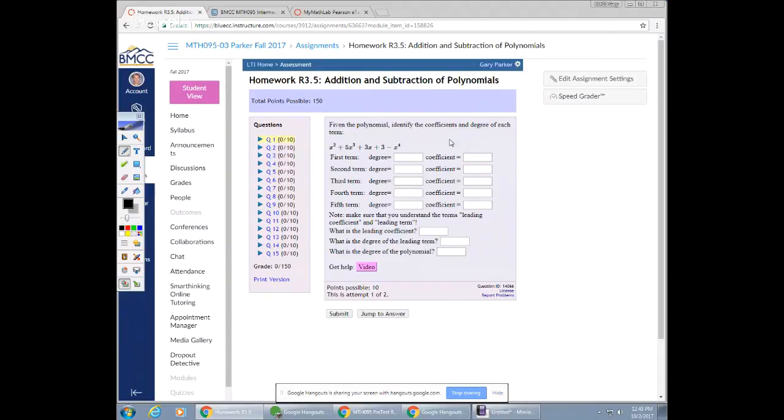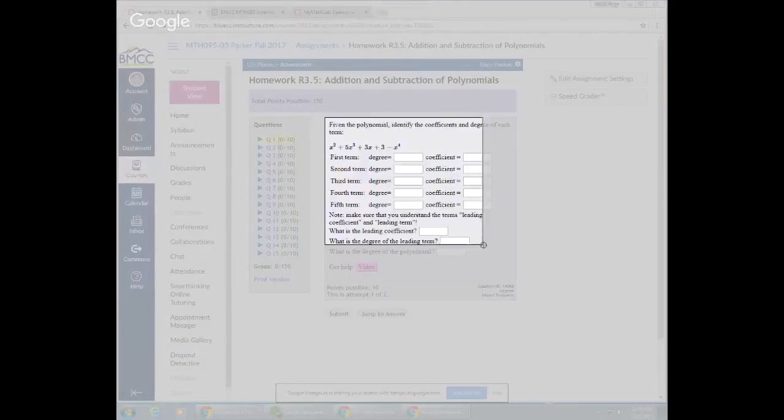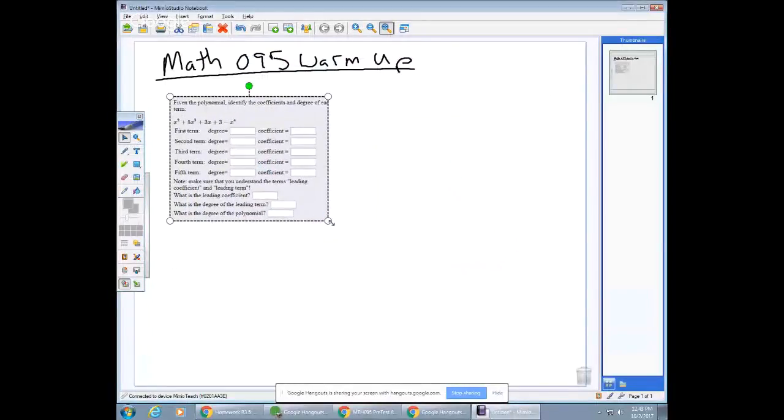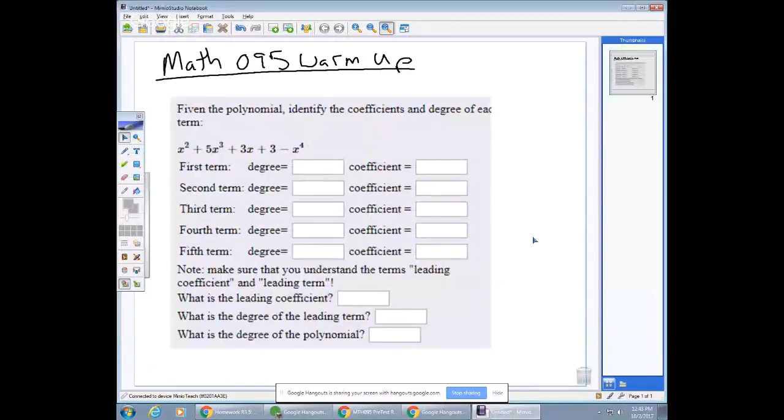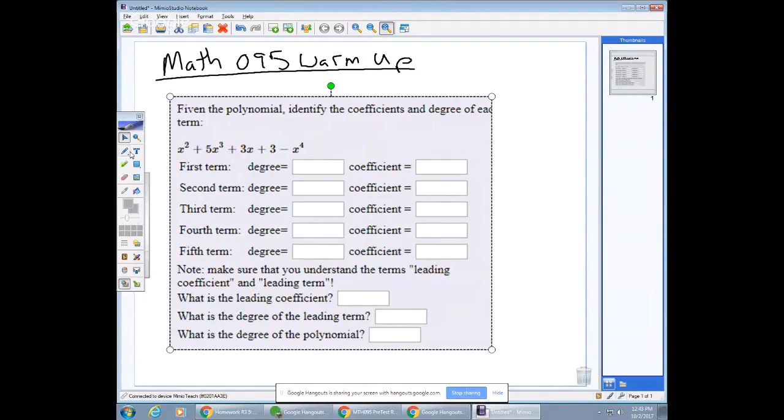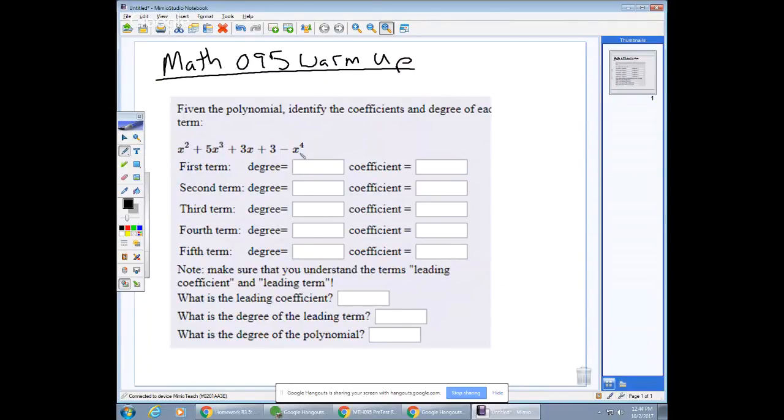So some things to remember about polynomials. So let's grab this one right here. Put it in my whiteboard. And a lot of problems had video help that you can get to. So degree of a polynomial, that is the highest power of the entire polynomial. So this last question down here is asking about the degree. Highest power I see here is the 4th power. So I would say this is the 4th degree polynomial.